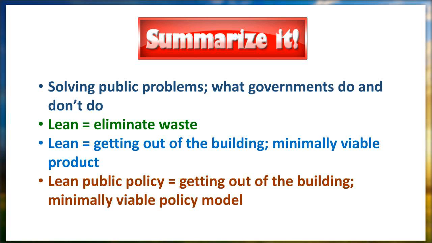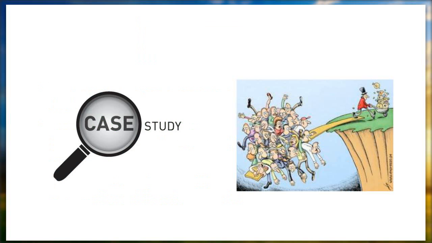Lean, applied to business and entrepreneurship, relies not on business planning, but on getting out of the building quickly with a minimally viable product in order to gauge interest and support for the product prior to investing in its development. Lean, applied to public policy development, similarly relies on getting out of the building quickly, not with a body of research, but with a minimally viable policy model that communicates in some way a public problem and how public policy could address it, as a means to engage others and engage support for the public policy.